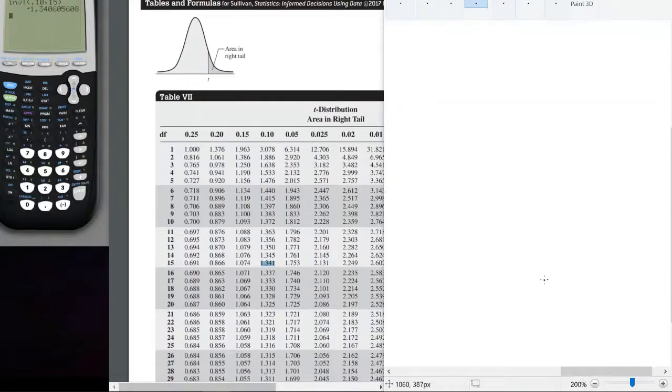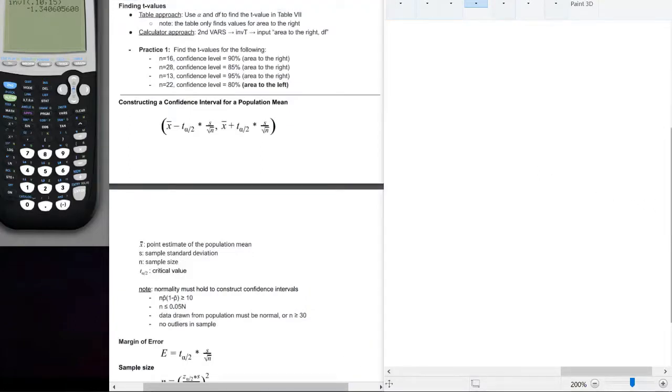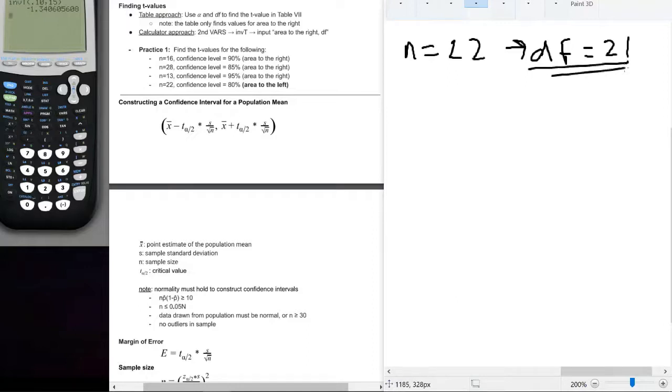Let's look at one more example. I'll have you practice part C. I do want to practice part D because it does change a little bit. So we have sample size is 22. Let's go ahead and make a note what the degrees of freedom should be. N minus 1 is 22 minus 1. Let's call it 21.